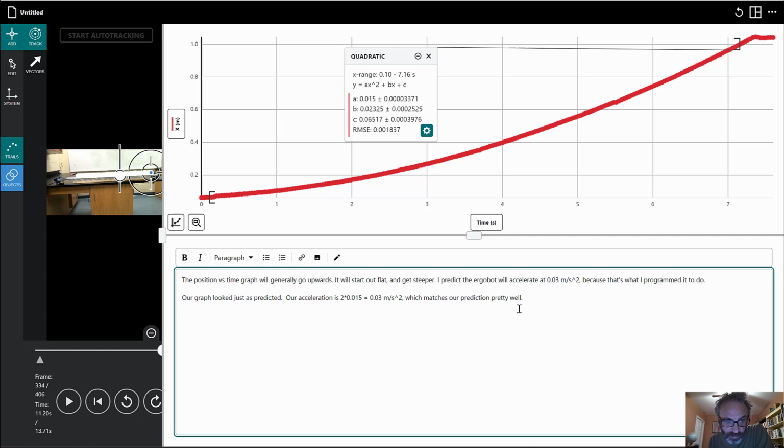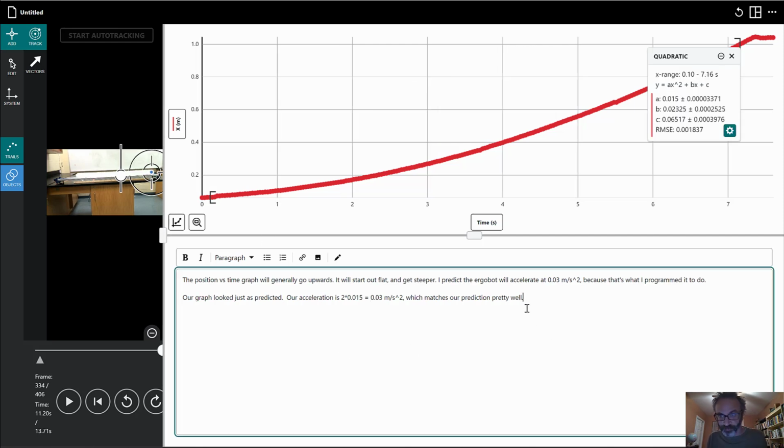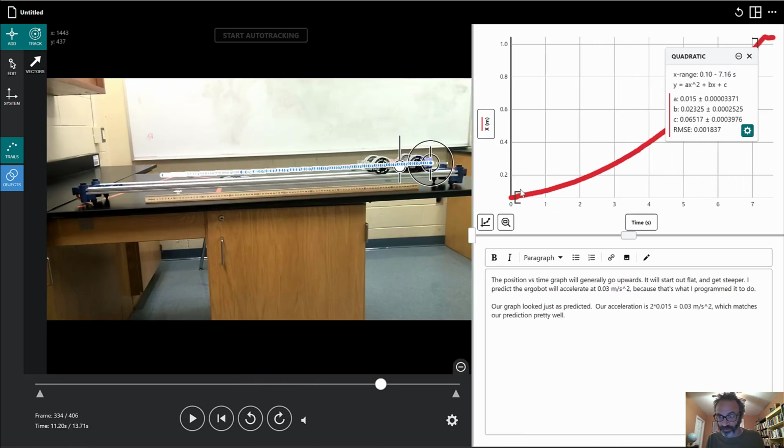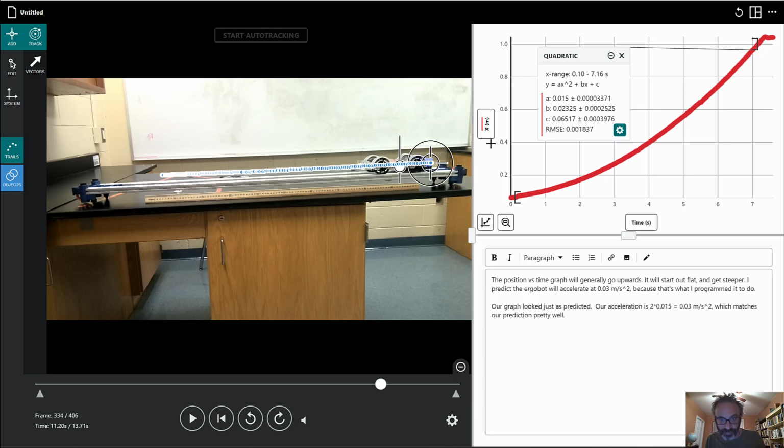Okay, so we have done our analysis. We've commented on how we've calculated our acceleration. We've made our graph, which kind of gets made automatically as you collect data, and we also wrote a brief conclusion about how well our data matched our prediction, which was really, really well. The last thing we need to do is make our PDF.